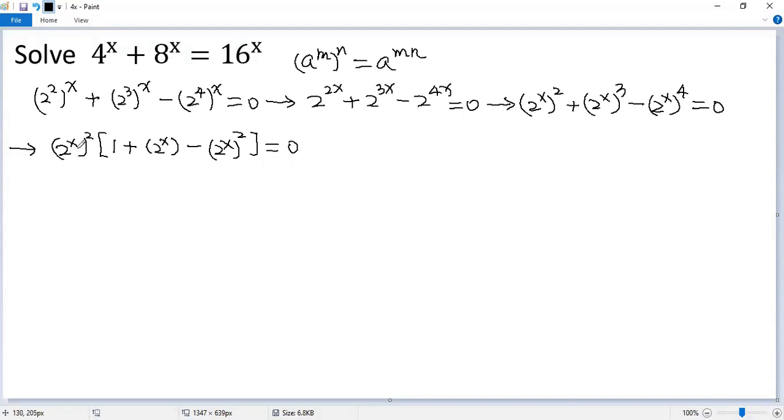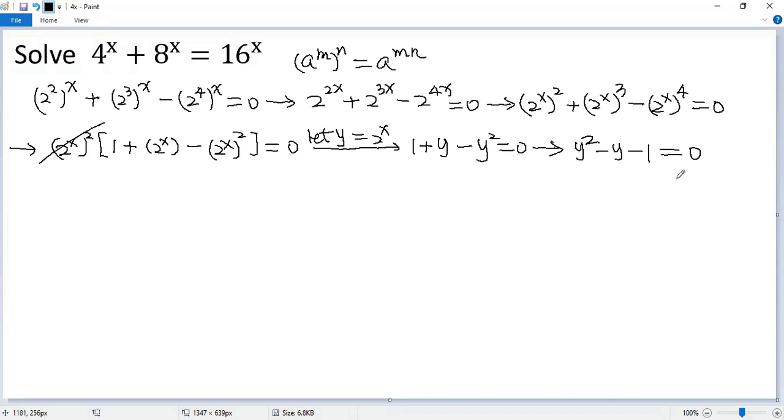We know 2 to the power x is greater than 0, so it is non-zero. Both sides are divided by 2 to the power x and then squared, right? And at the same time, we do a substitution. Let y equals 2 to the power x. So we get a new equation: 1 plus y minus y squared equals 0. Both sides times -1, we get a standard quadratic equation, y squared minus y minus 1 equals 0.